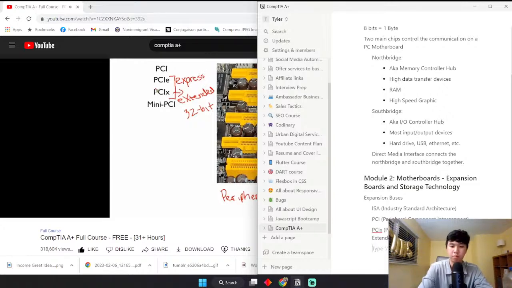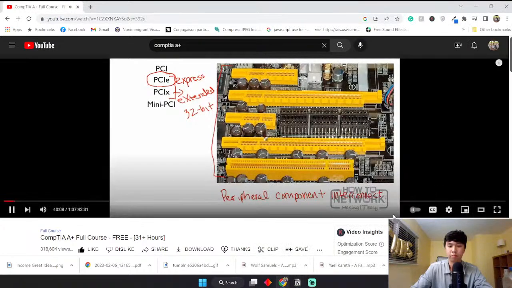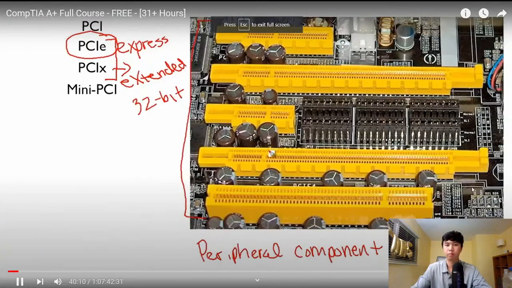It's basically replaced every other major expansion port at this point. So PCIe, or PCI Express, is the one you're going to see the most when you look out. And all of these are just different versions of the PCI expansion bus, right? These are all different PCI expansion, but different ones, different sizes for different bits, etc.